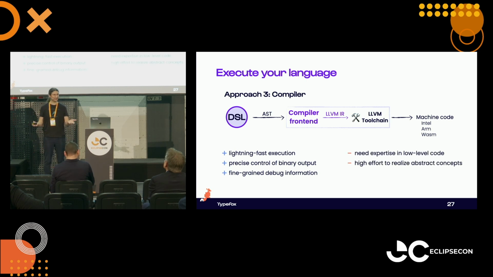On the downside, you need expertise in low-level code. It's definitely more challenging than the other approaches, I would say, at least if you don't have that kind of experience yet. And so the effort to realize abstract concepts is also higher. For example, if you have object-oriented concepts in your language, like classes and inheritance, there is no concept of inheritance in the intermediate representation because that's a very low-level language. It's closer to assembler, basically. And so you have to make sure that this concept is realized. So you have to implement dynamic lookup tables, for example.